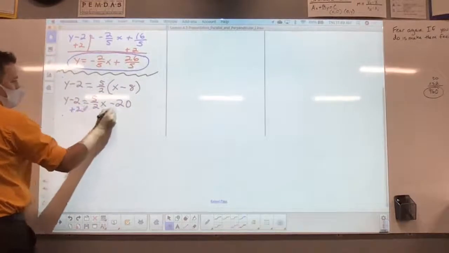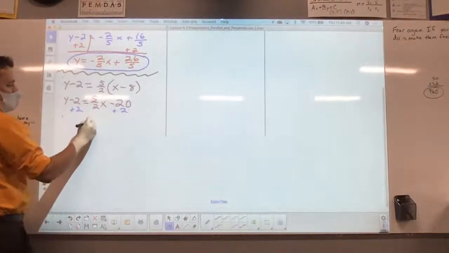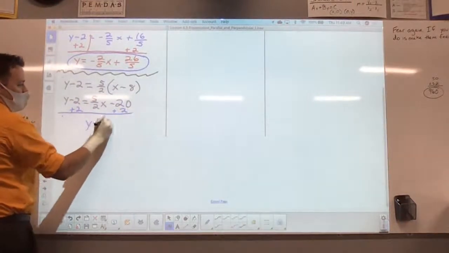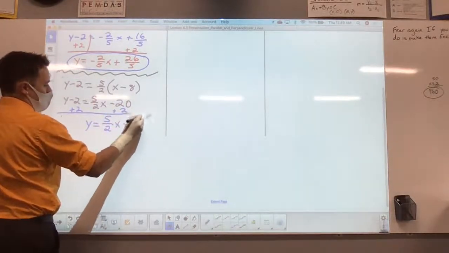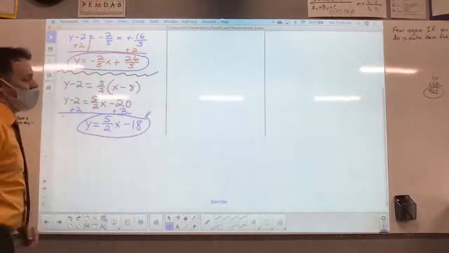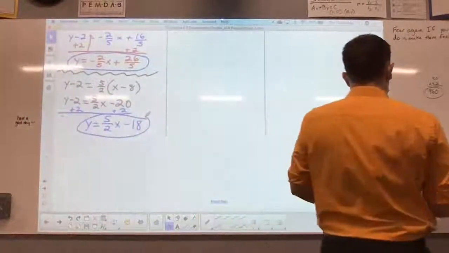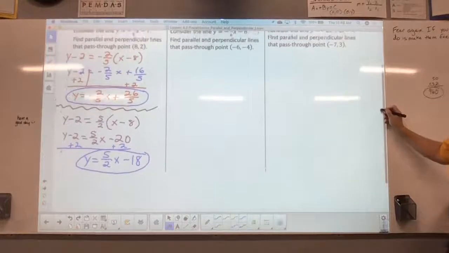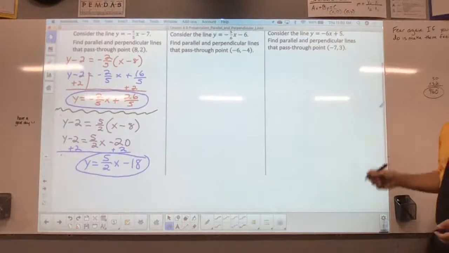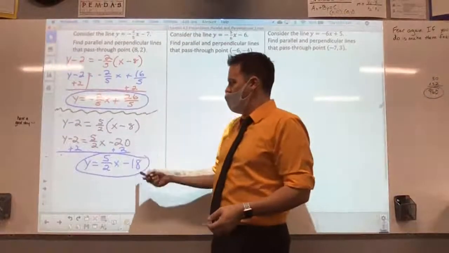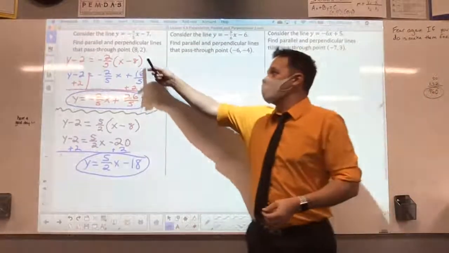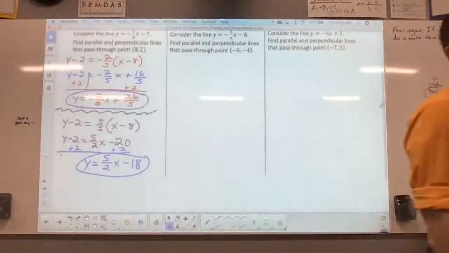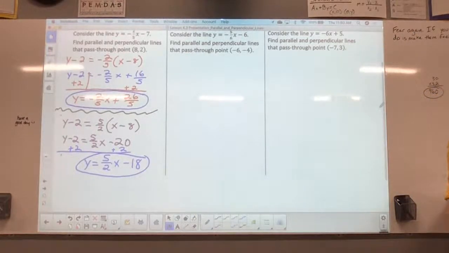Add 2. And then, ladies and gentlemen, here's your final equation: y equals 5 over 2x minus 18. So the goal of this entire thing is, if I were to go on Desmos and graph these two equations, one would be parallel, the other one would be perpendicular, and they would both pass through the point (8, 2), which tells me where they actually meet.